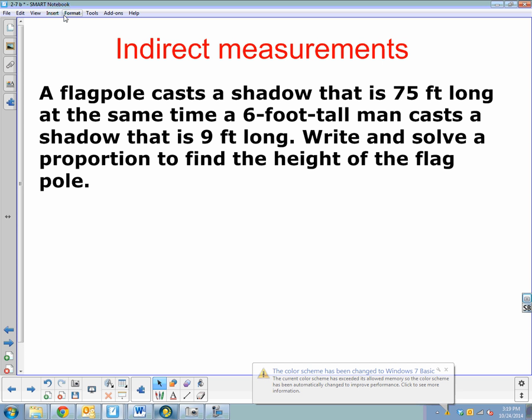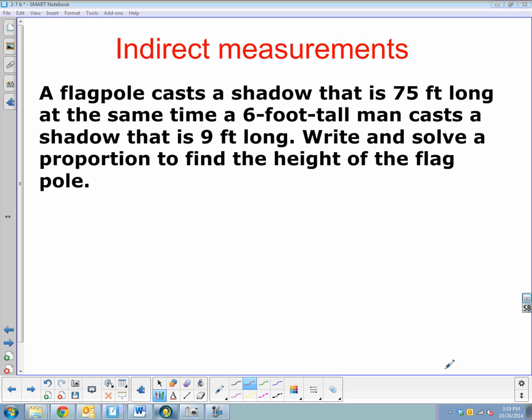All right. A flagpole casts a shadow that is 75 feet long. At the same time, a 6-foot tall man casts a shadow that is 9 feet long. Write and solve a proportion to find the height of the flagpole. On the test that you will have on this, I am going to require, and it says in bold on the test, you must draw a picture.